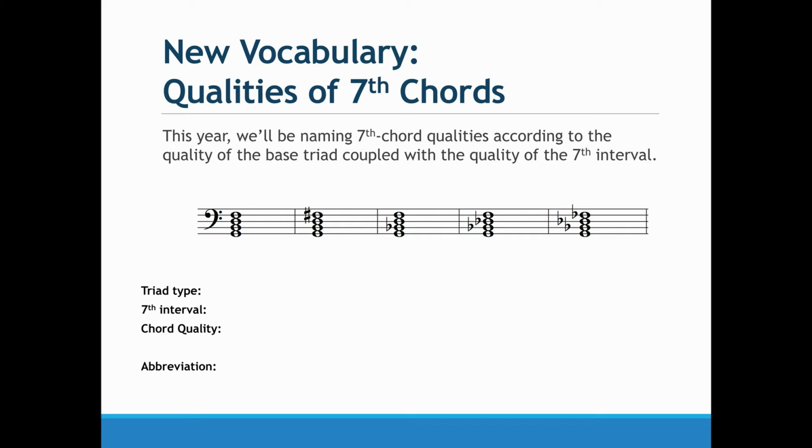So in our first example, G, B, D, F, if we just look at the bottom triad, G, B, D, we know that that's a major chord. We can then look at the interval from the root to the 7th, from the G to the F, and say, well, that is a minor 7th. So we're going to call this thing a major minor 7th chord. And we're going to use the abbreviation uppercase M, little m to show that.